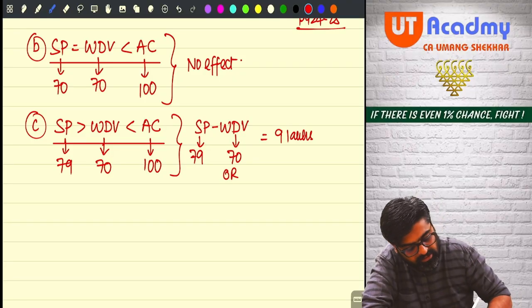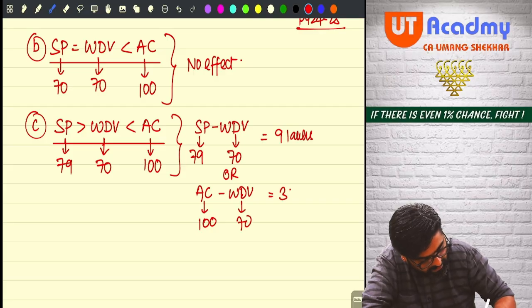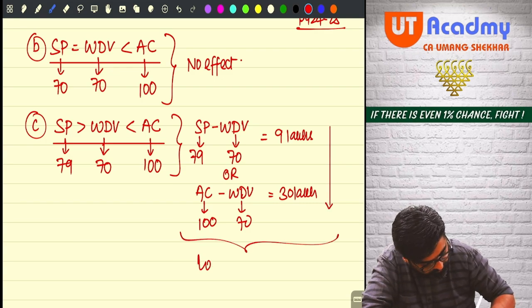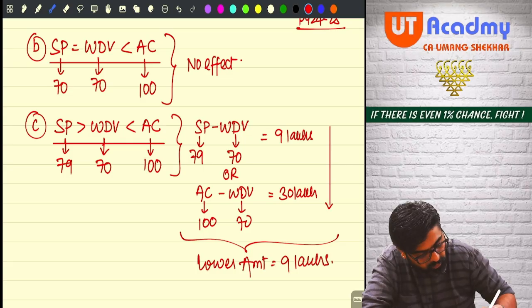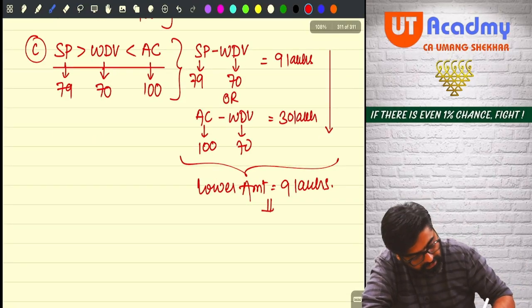How much was your depreciation? You have to take actual cost. You have to reduce WDV out of this. Actual cost was 100. WDV was 70, meaning that 30 lakh was your depreciation. Okay, no? 9 lakh or 30 lakh, whichever is lower. So lower amount, which is equal to 9 lakhs.